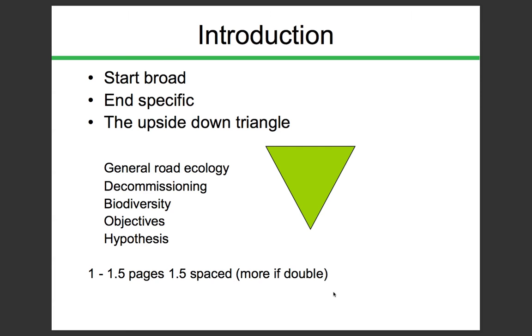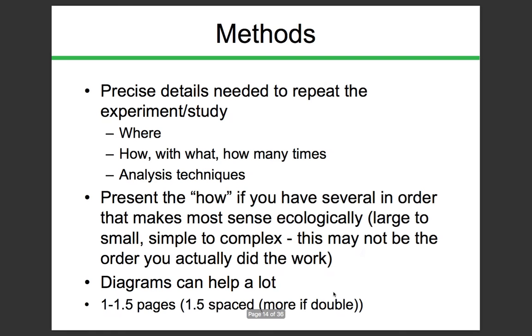So for your papers, I would like 1.5 pages, if it's 1.5 spaced, of introduction where we start with this plan. And that would be more if it's double spaced. For peer-reviewed journal articles, I really try to be at about 3 pages double spaced for the introduction.